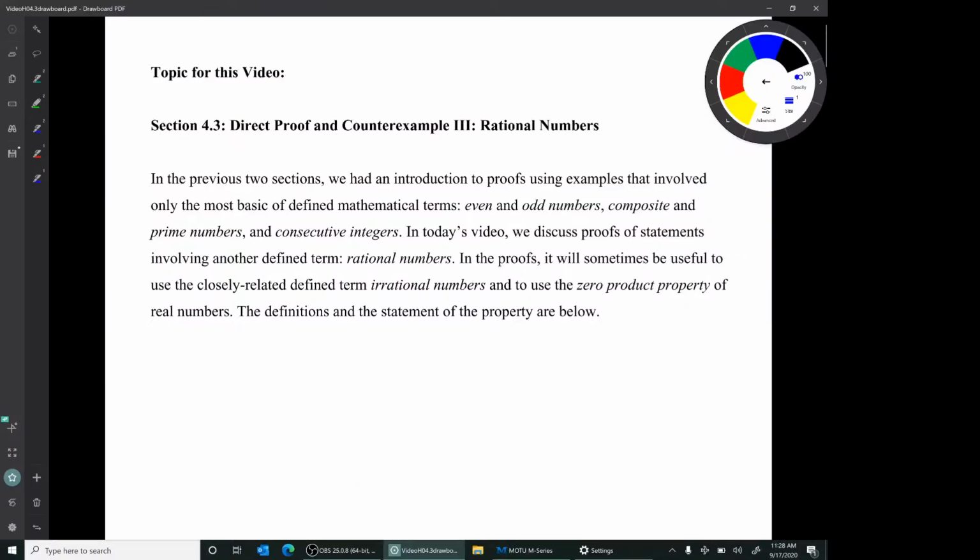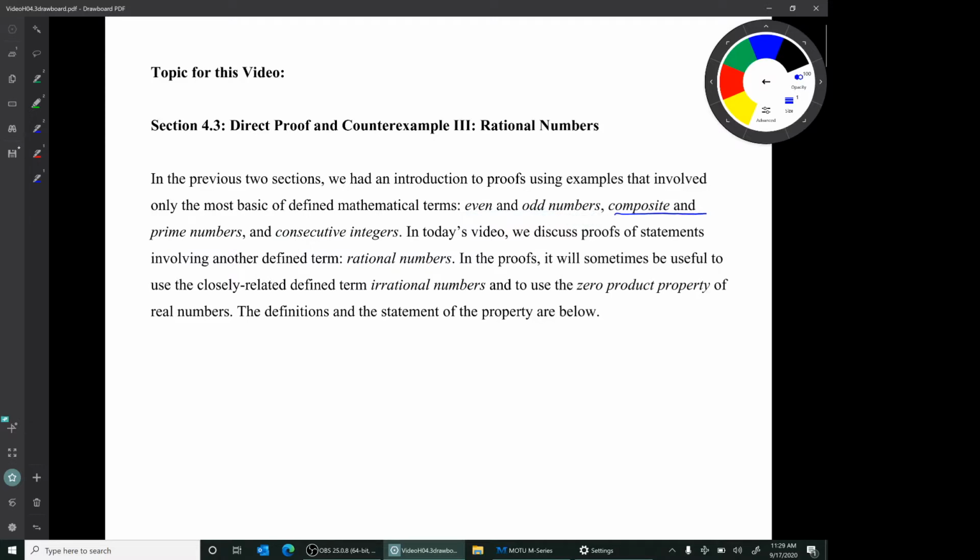Recall that in the first two sections of Chapter 4, our introduction to proofs used only the simplest of mathematically defined terms: even and odd numbers, composite and prime numbers, and consecutive integers. So today's video, with its introduction to rational numbers, is a significant jump in sophistication.